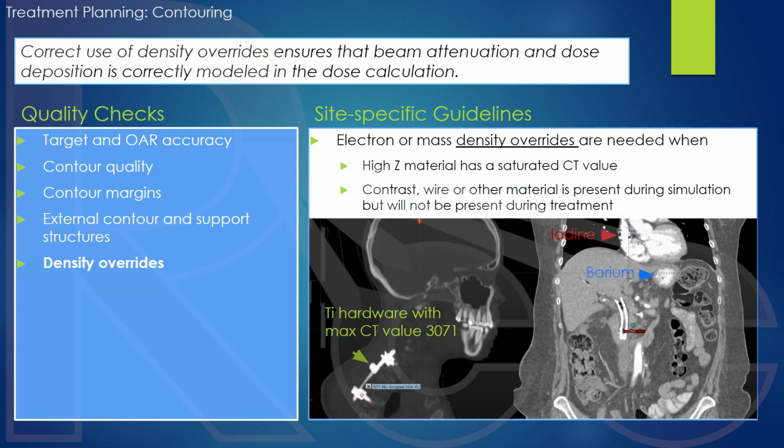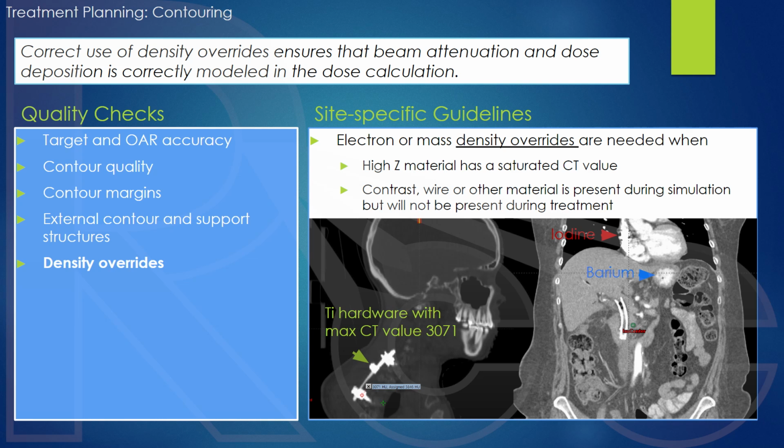Okay, what about density overrides? The correct use of density overrides ensures that beam attenuation and dose deposition is correctly modeled in the dose calculation. What is truly important is the electron or the mass density override, not just the CT override, because it's the mass density for Acuros or the electron density for AAA, for example, that is ultimately the determining parameter in the dose calculation.